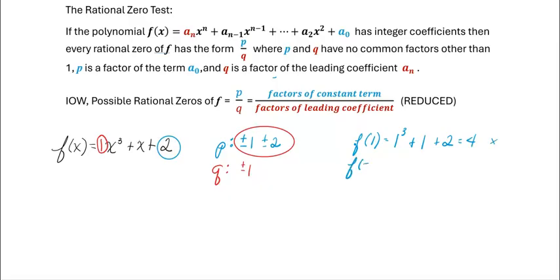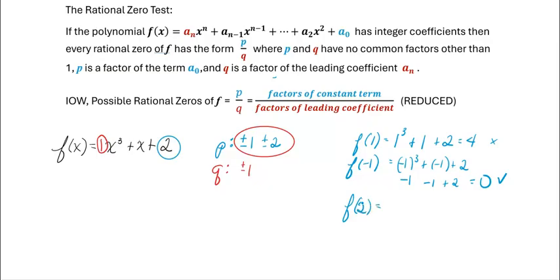Now I'm going to test f of negative 1. I get negative 1 cubed plus negative 1 plus 2. This becomes negative 1 minus 1 plus 2. Yes, that equals 0. Therefore, negative 1 is a rational zero of this function. I'm going to go ahead and test the other two because I did not do synthetic division.